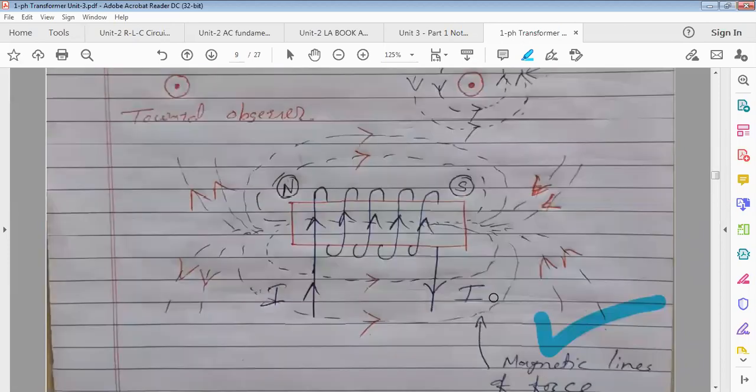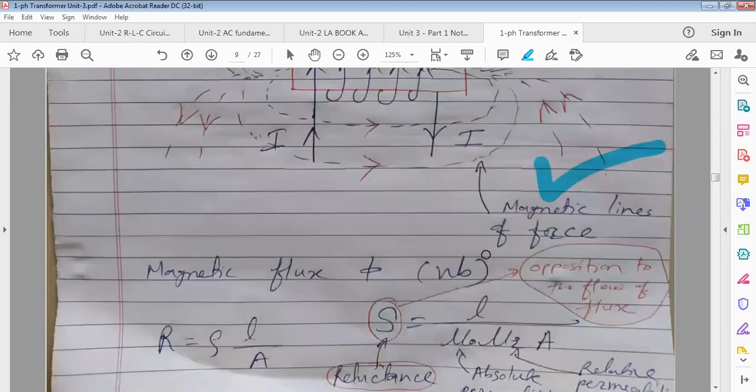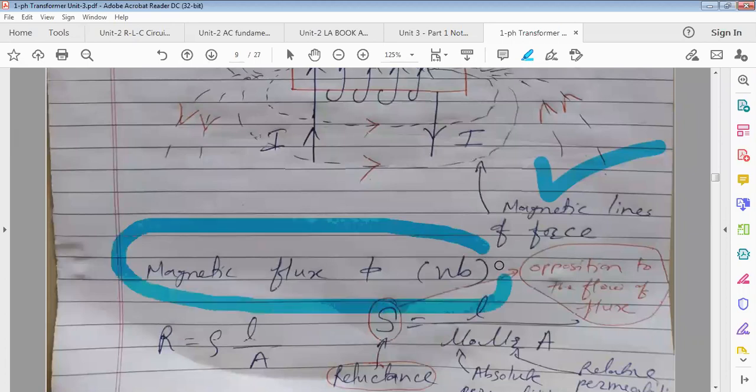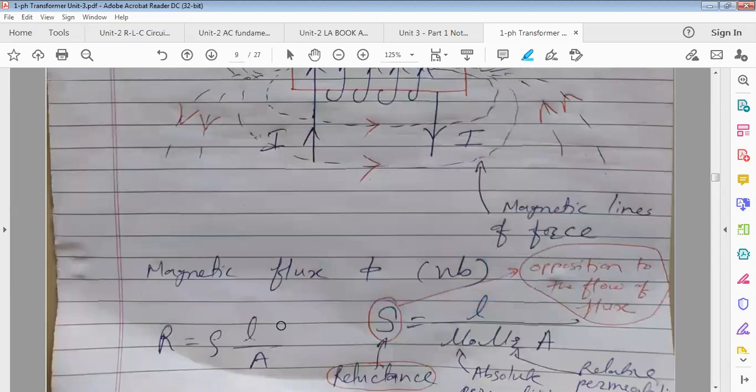Now this total magnetic lines of force, we call it magnetic flux. It is denoted by phi. Unit is Weber. Now for metals, resistance formula, all of you know, metals we use for the flow of current, and aluminum, copper, they offer very little opposition to the flow of current. Formula is R equals rho L by A.